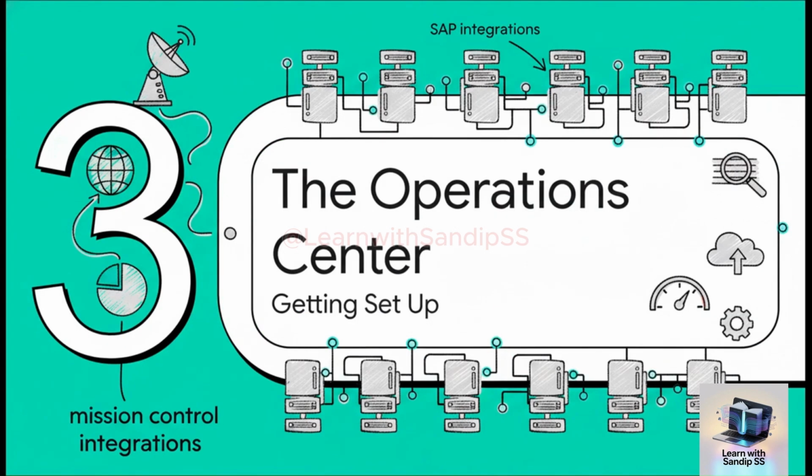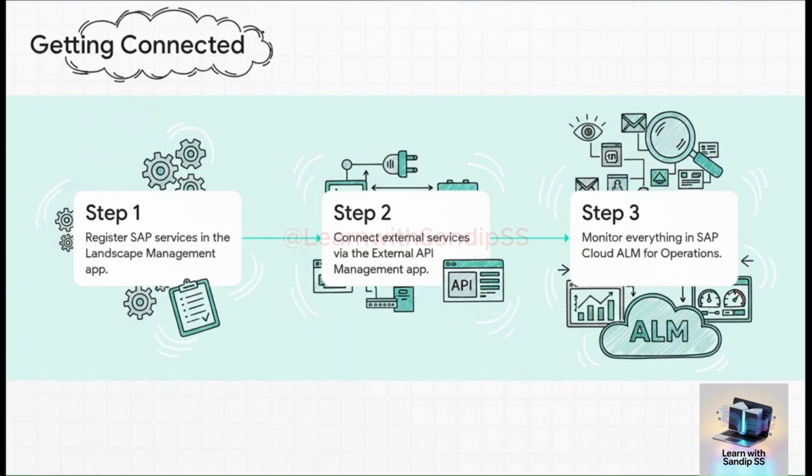So you're probably thinking, okay, setting up a mission control has got to be a massive project, right? Actually, no. It's surprisingly straightforward. Come on, let's take a look inside the Operations Center. Getting everything hooked up is basically a simple three-step deal. First, you just register your native SAP services in the Landscape Management app. Easy enough. Second, you connect any of your external services using the API Management app. And finally, you monitor everything from one single place in SAP Cloud ALM for operations. That's it. Simple as that.